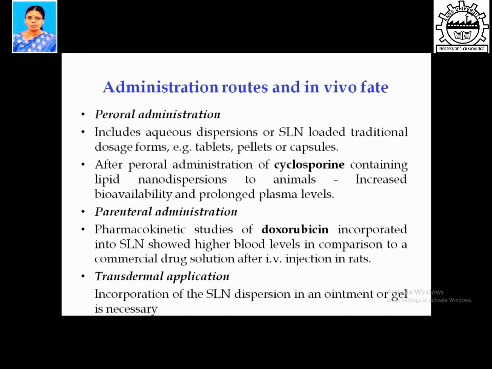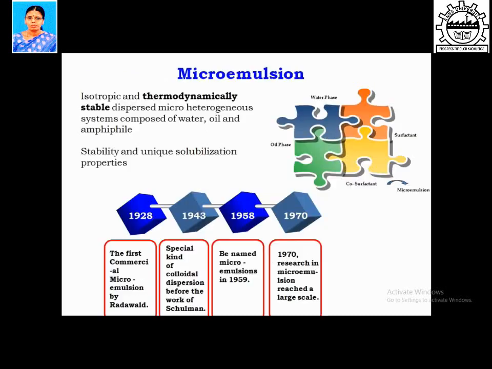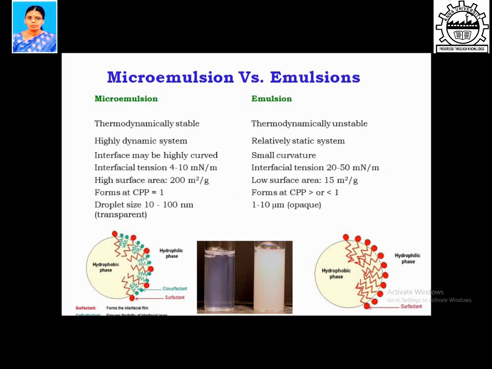Next comes the microemulsions. Microemulsions are thermodynamically stable systems and they are composed of water, oil and amphiphile. And they have stability and unique solubilization properties. So emulsions are thermodynamically unstable whereas microemulsions are thermodynamically stable. And they are highly dynamic systems and the interface may be highly curved and you have the high surface area. So compared to the conventional emulsions, microemulsions are much better.